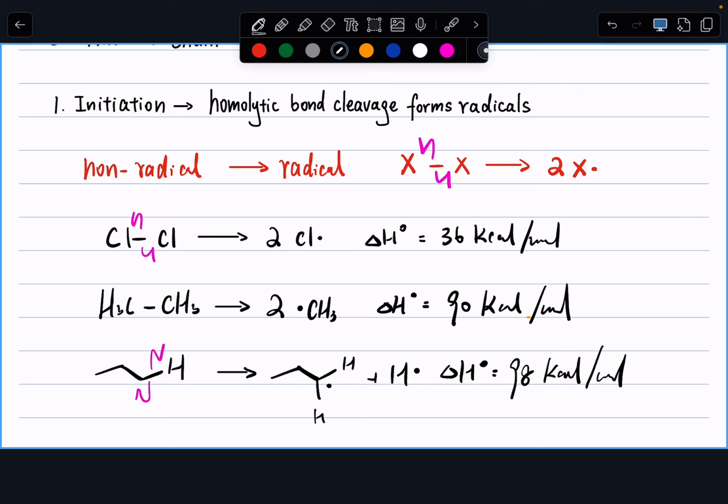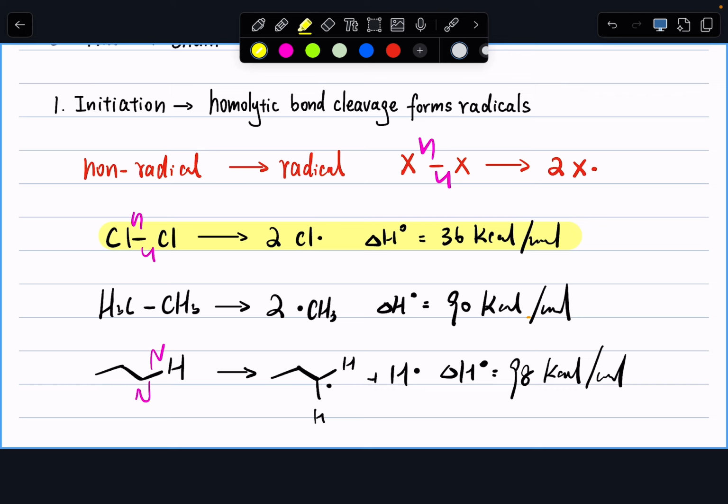kilocalorie/mole, right? So in this case, what we're trying to say is, well, we're shining light onto the reaction mixture containing propane and Cl2. We're gonna break the weakest bond to form the radical initiator. So the weakest bond we have is my chlorine-chlorine bond, or your halogen bond.